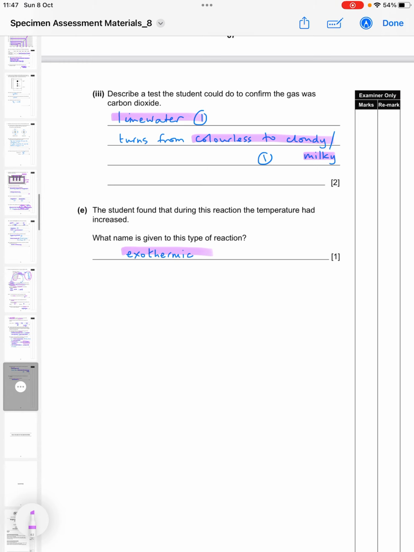So that is all of the higher tier chemistry single award paper. I've also done the foundation one, which you might like to have a look at.